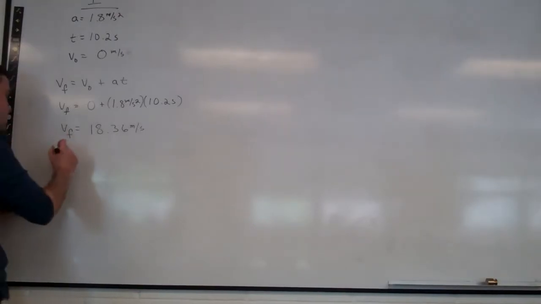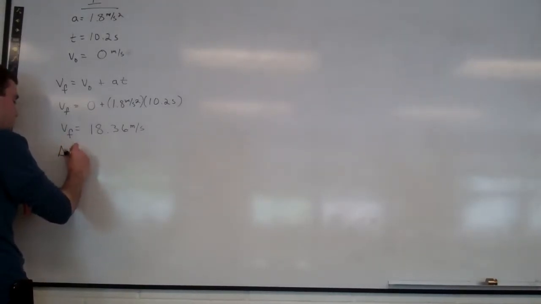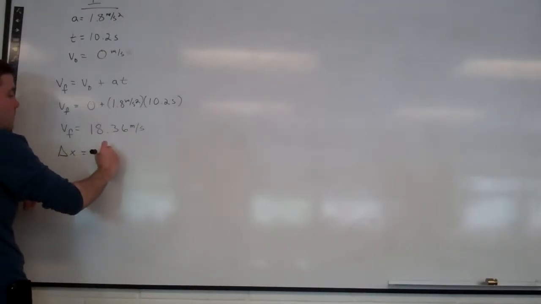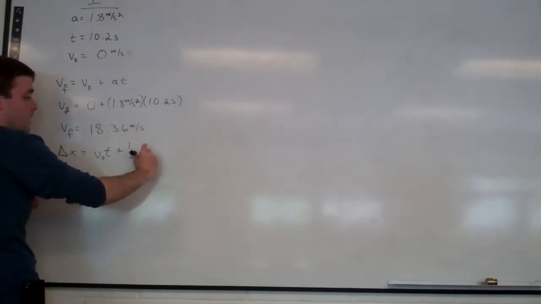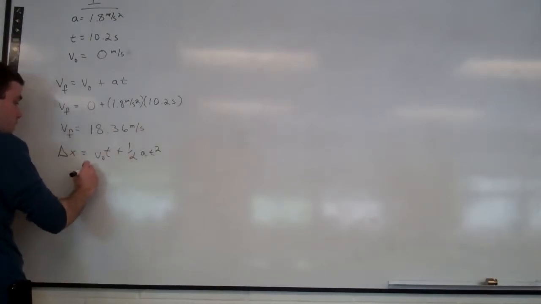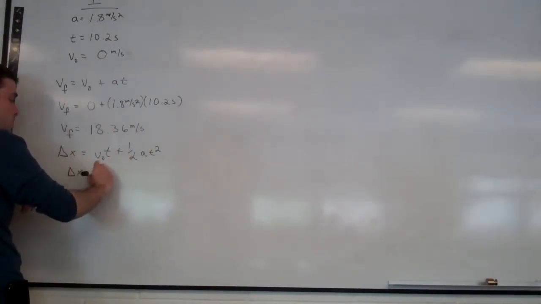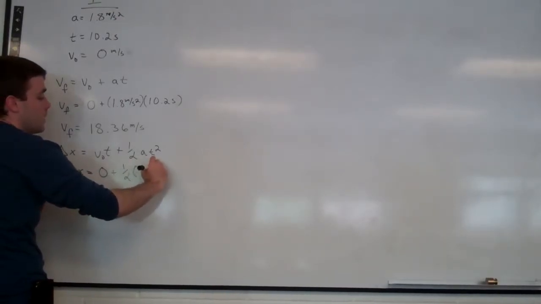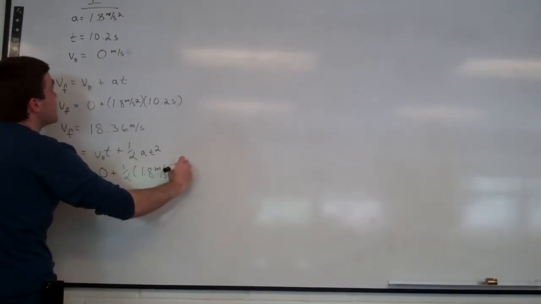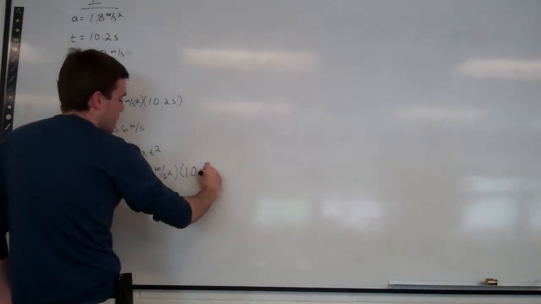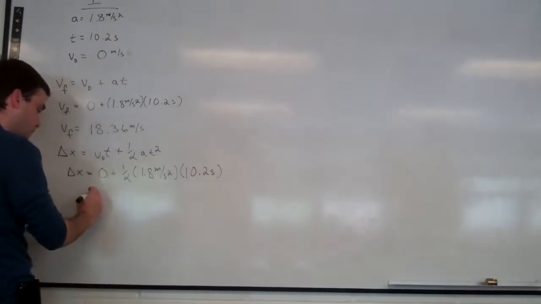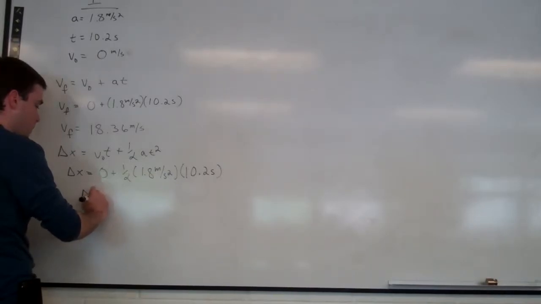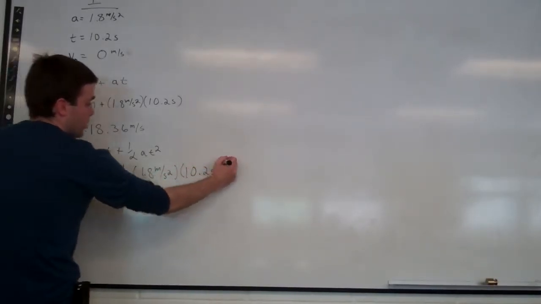Delta x, displacement, but usually the same as distance. So we use delta x equals vo t plus 1/2 a t squared. And delta x equals 0 plus 1/2 times 1.8 meters per second squared times 10.2 seconds squared.